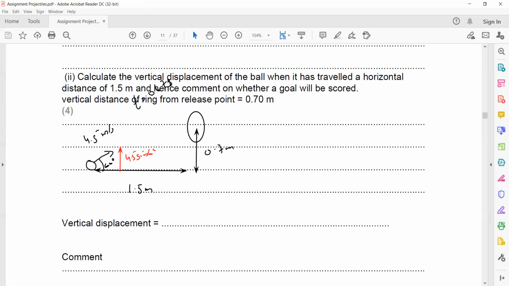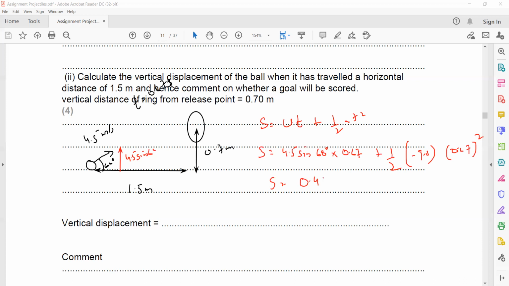So we use the equation of motion, s is equal to ut plus half at squared. Now the initial launching speed is 4.5 sine 60, because that's the vertical component, multiplied by the time it took, 0.67, plus 1 by 2, acceleration due to gravity, minus 9.8, and 0.67, the time squared. So this will give us the vertical distance, that is 0.41 meter.